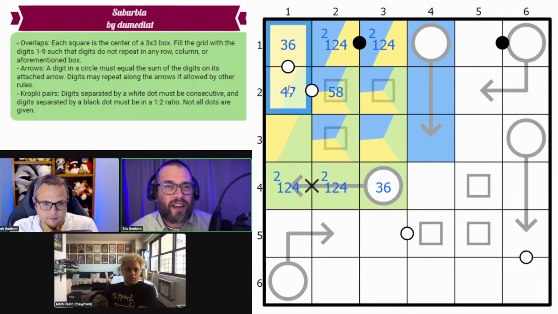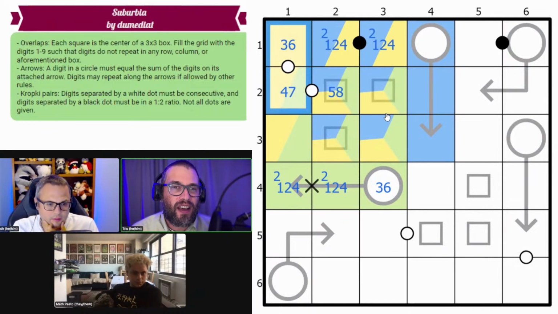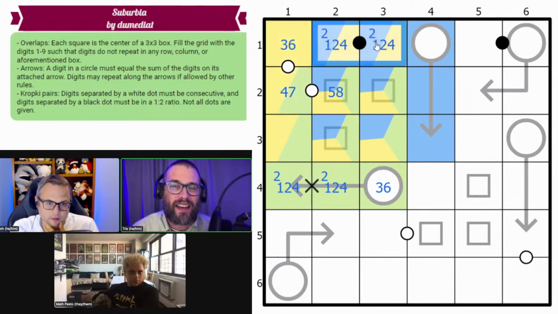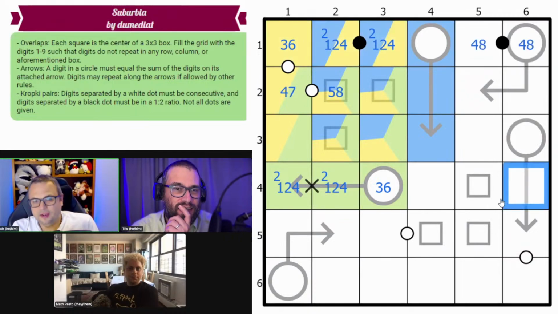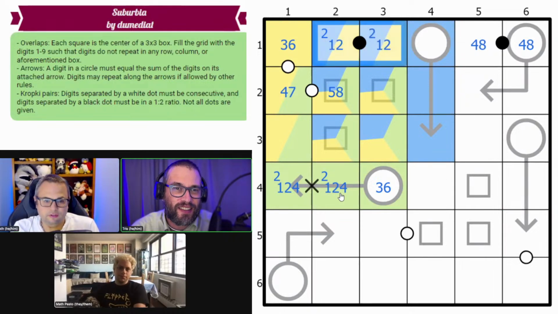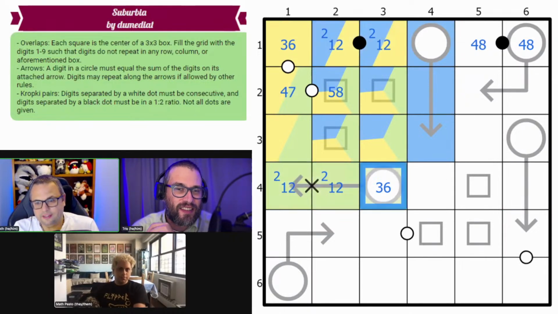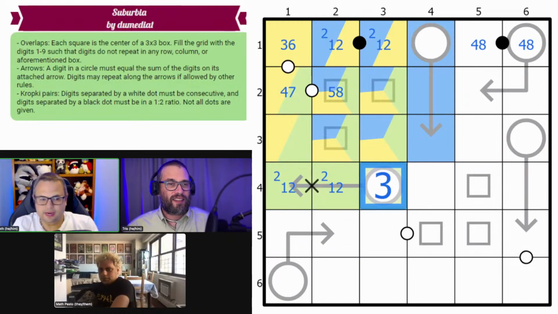Todd has an excellent point that row 1, column 5, 6 has to be 4-8, and that forces a bunch of stuff just by what's in the row. Beautiful. Yeah, so this is 4-8. Very good spot. So that gets us this digit is 1, 2, and 1, 2 add to 3. And we get to bring out the 3 dance.